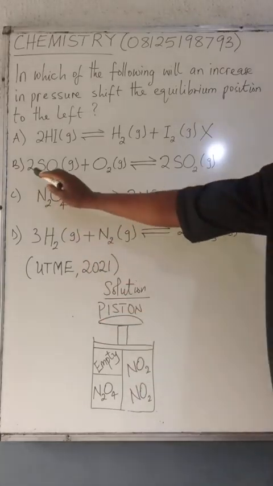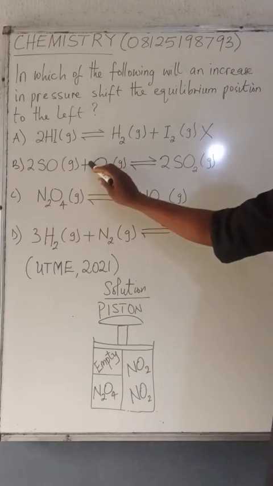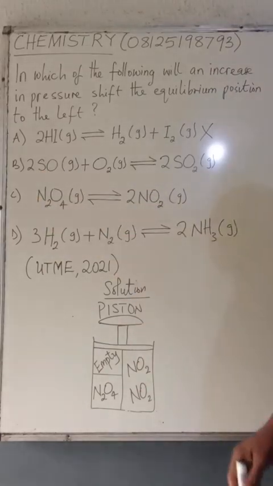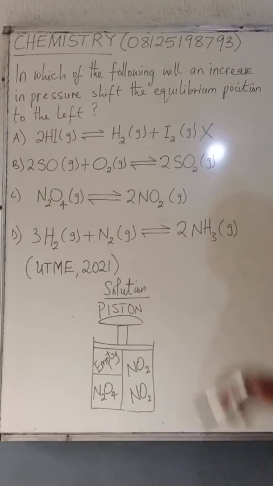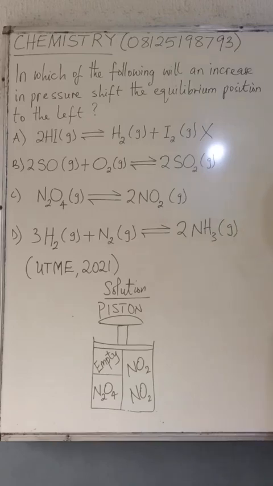What about option B? Let's check the coefficients. The coefficient here is 2. What about the coefficient here? It is 1. 1 plus 2, 3 on the reactant side. Then on the product side, what's the coefficient? The coefficient is 2. Okay, so a change in pressure is going to affect the position of equilibrium. But how? How will a change in pressure affect the position of equilibrium?